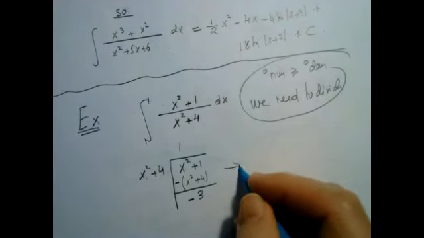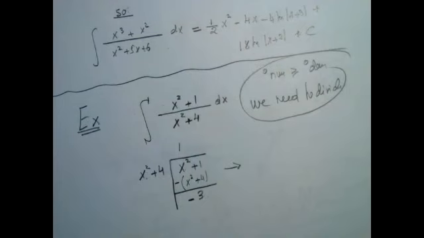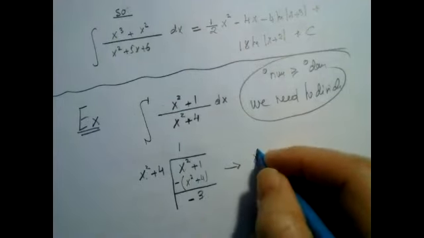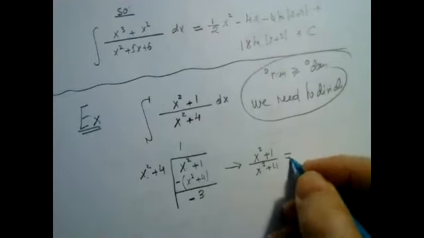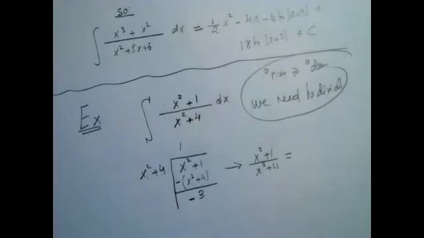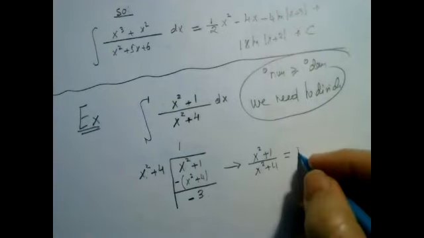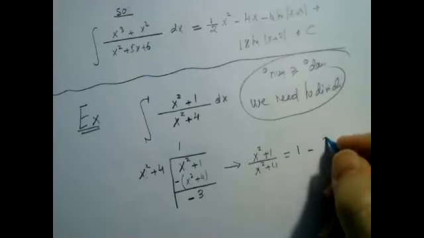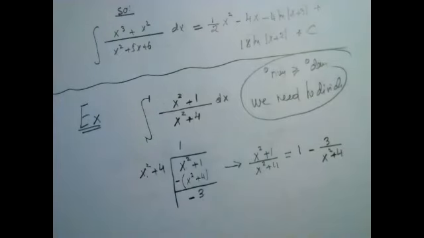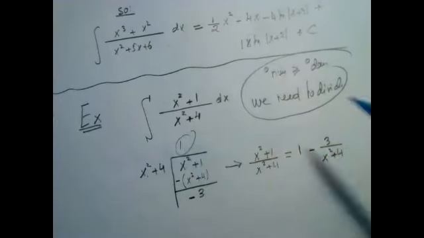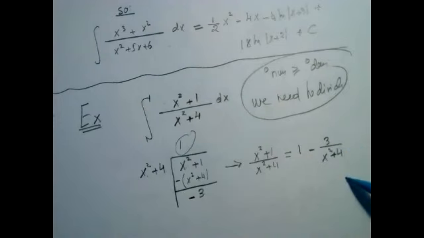But what matters is, what does this tell me? That's really what matters. When I take the expression x squared plus 1 and I divide it by x squared plus 4, what should I get? 1 minus 3 over x squared plus 4. That's really what it tells me. That's the quotient, and that's the remainder over the denominator.